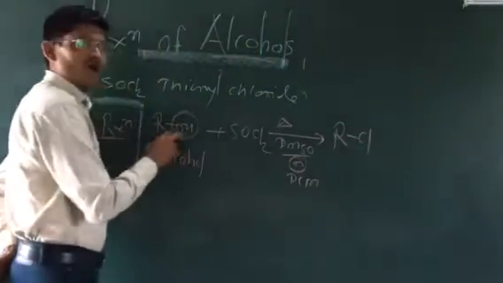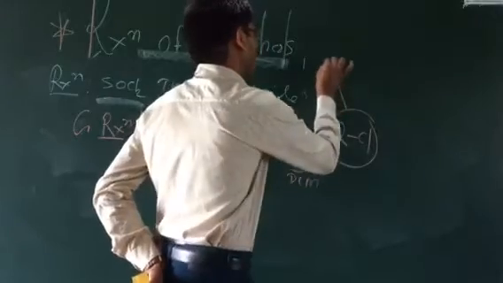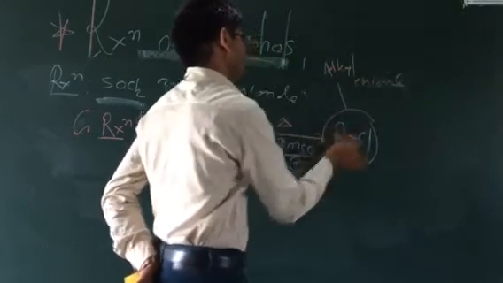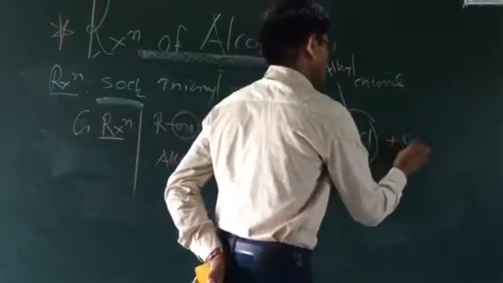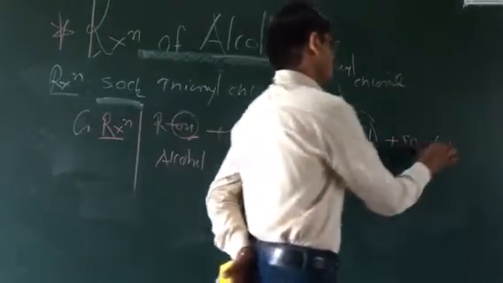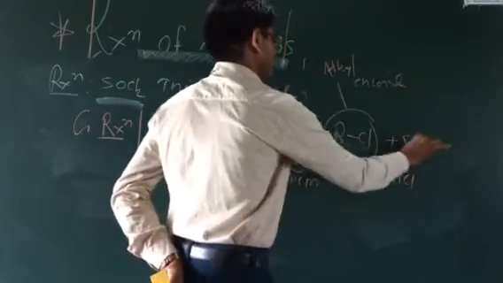देखो यहाँ पे क्या होगा? This OH is replaced by Cl. यहाँ पे formation होगा RCl. This is nothing but alkyl chloride. यहाँ पे generate होगा alkyl chloride. So what is left here is SO2, sulfur dioxide, and the hydrogen from here and the chlorine from here make hydrogen chloride. It is a side product, again with sulfur dioxide.